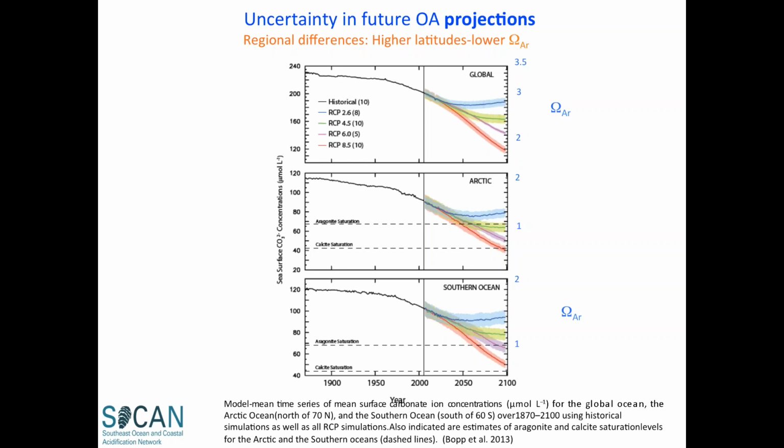So in the current projections, the different lines are the different representative concentration pathways, and RCP 8.5, the business-as-usual scenario, is the red line and has the most dire consequences.